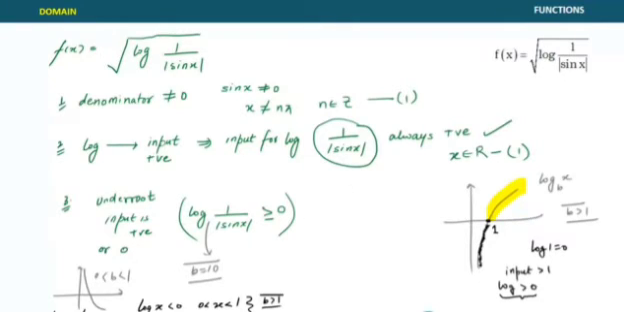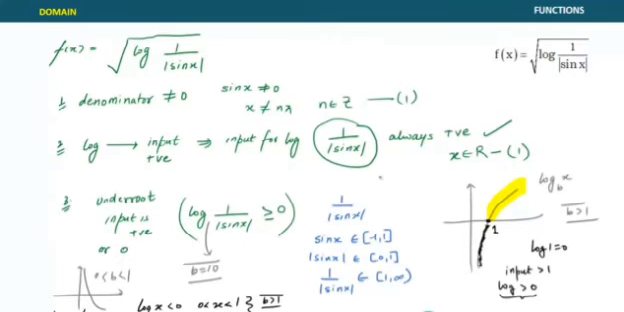Now the input of the log is 1 upon modulus sin x, right? Can you tell me the range of sin x? Sin x takes values from minus 1 to 1. So for modulus sin x, the values will be from 0 to 1, all non-negative values. Now take the reciprocal: it will become 1 to infinity. Just imagine a number between 0 and 1 and take its reciprocal: 1 upon a fraction will be greater than 1.